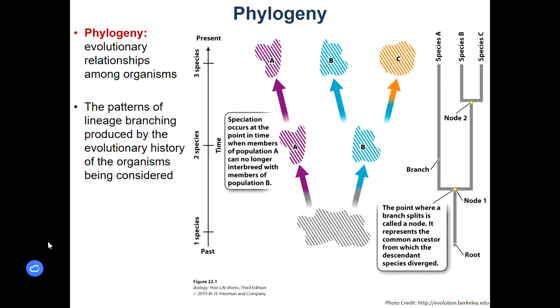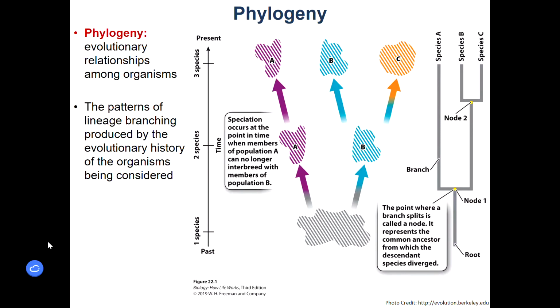The patterns of lineage branching produced by the evolutionary history of the organisms being considered are what goes into a phylogeny. So we're thinking about what makes humans, for example, different than insects. We only have 4 limbs. Insects have 6. We do not have wings. Almost all insects have wings. We have a skeleton internally, inside our body. Insects have a skeleton on the outside of their body. So we can use these different characteristics to figure out evolutionary relationships.